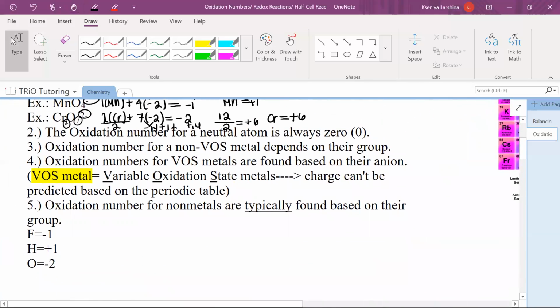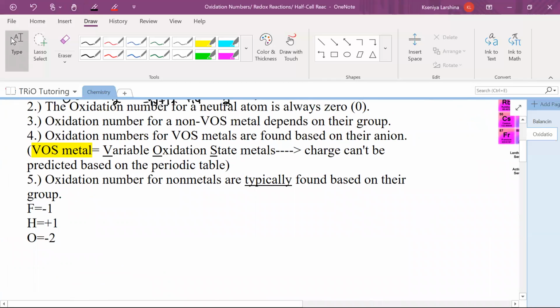The last rule is that oxidation numbers for nonmetals are typically found based on their group. We just discussed that. The ones that we always assume are that fluorine is always -1 and hydrogen is always +1. And if we are given neither fluorine nor hydrogen, then we go by oxygen, which is -2.